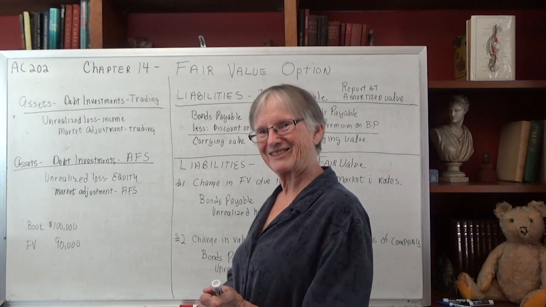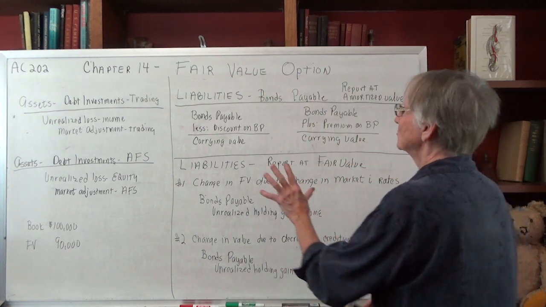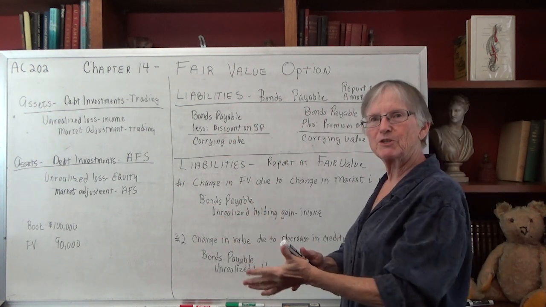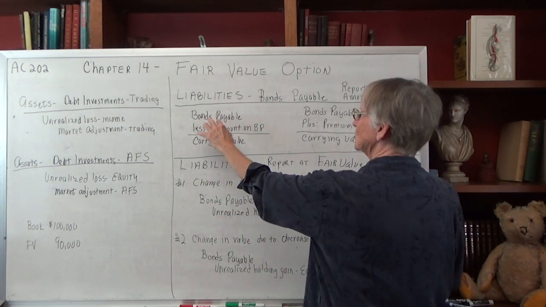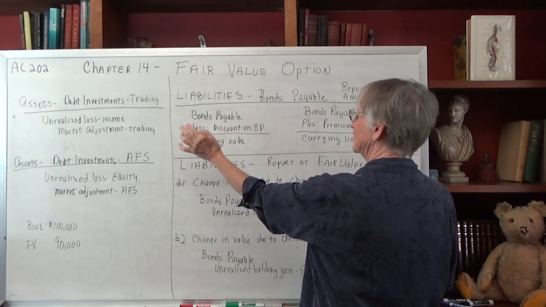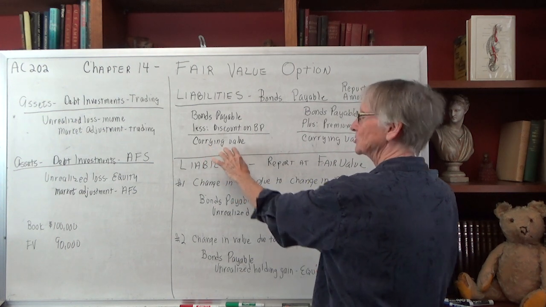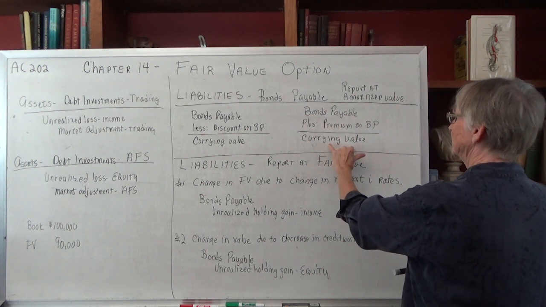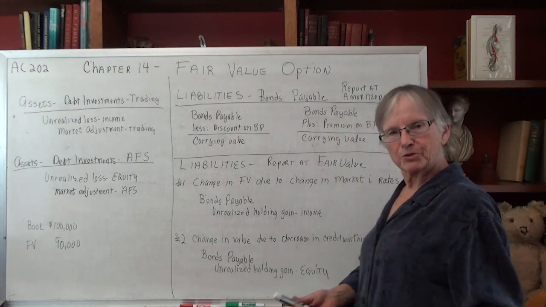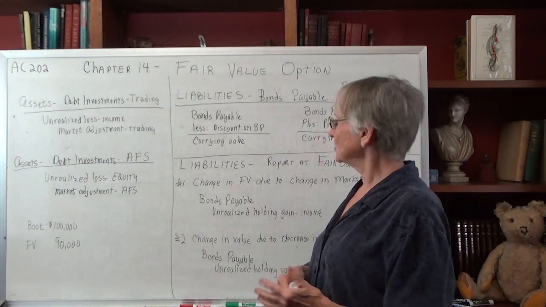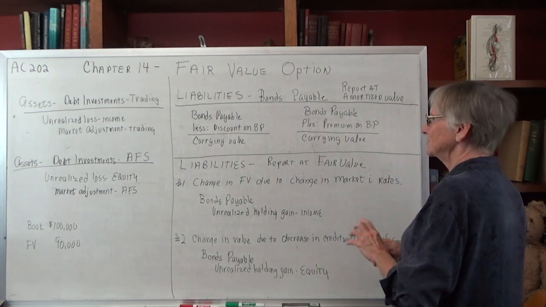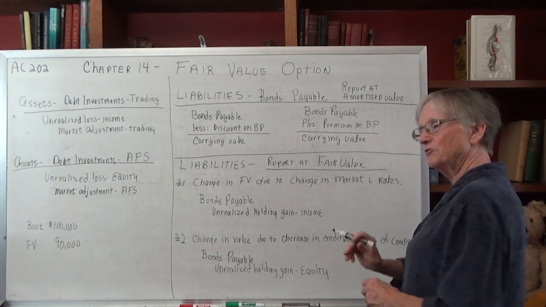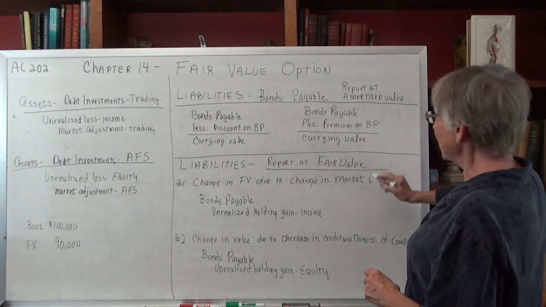Okay, let's take a look at bonds payable. First of all, bonds payable are usually reported at what they call their amortized cost. So you have bonds payable, less discount on bonds payable, and that's your carrying value on your balance sheet, or bonds payable plus premium, and that's your carrying value. As an alternative, companies can elect to report their liabilities, their bonds payable, I'll just keep it simple at that, at fair value. But look what happens.